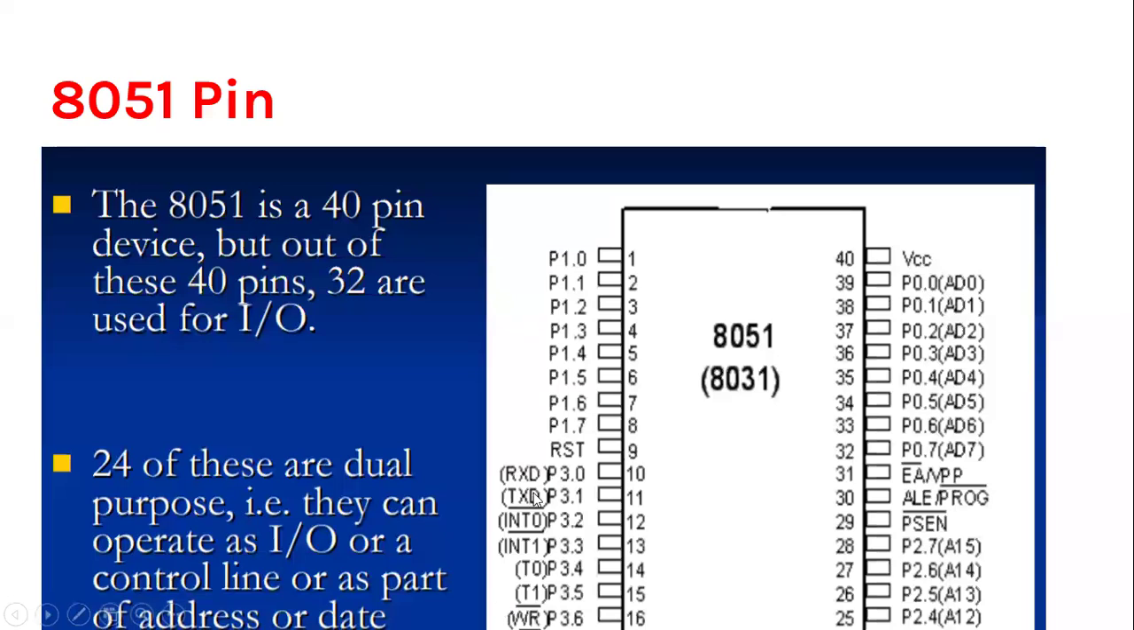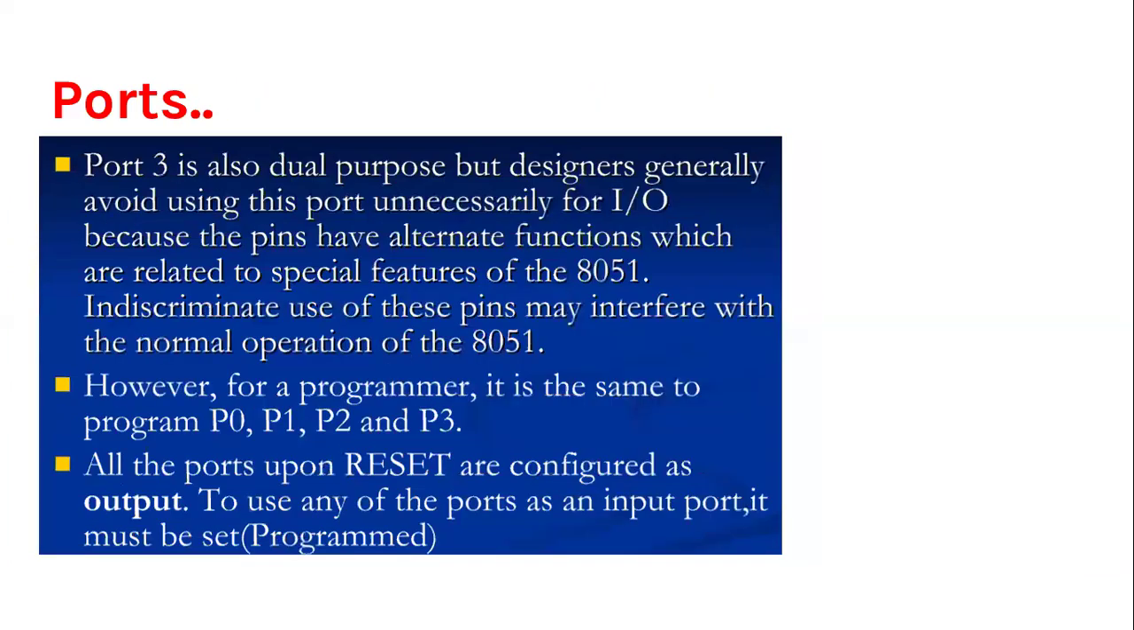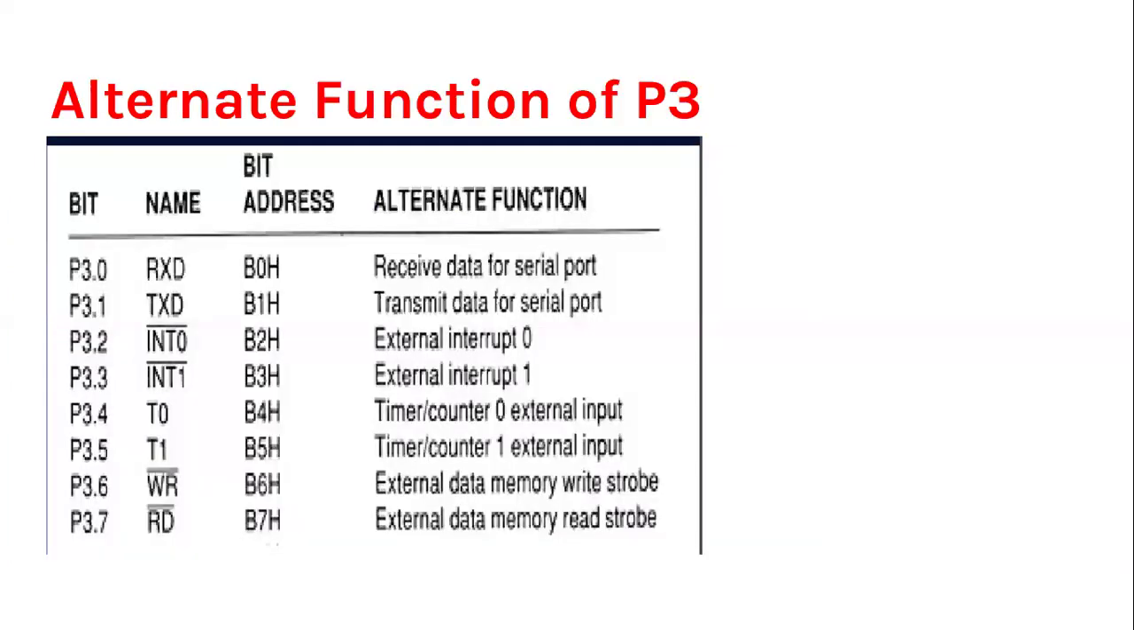Remember, guys: the first 2 pins are for serial communication, RxD and TXD. The next 2 pins are external interrupts, INT0 and INT1. The next 2 pins are timer inputs for counter operation purpose. The next 2 pins are for read or write of the external memories. So these are the alternate operations of the individual pins of port 3.